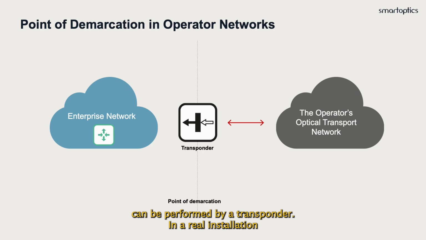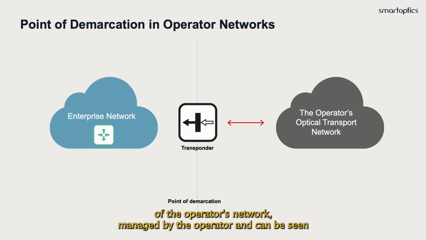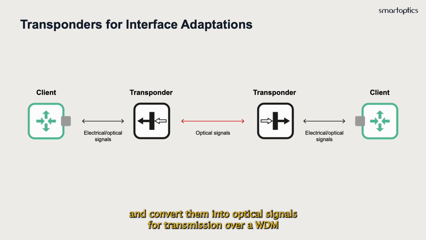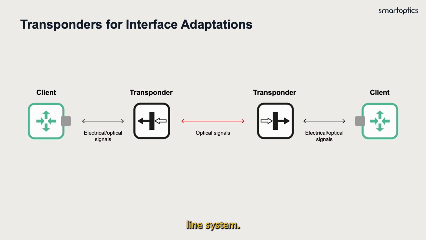In a real installation, the transponder is normally part of the operator's network, managed by the operator, and can be seen as his last outpost towards the subscribing enterprise. The transponder is a device that can take electrical or optical signals in a specified format and convert them into optical signals for transmission over a WDM line system.